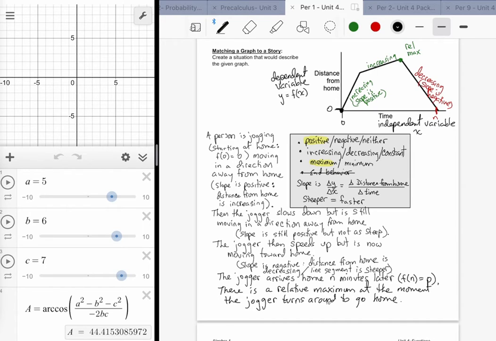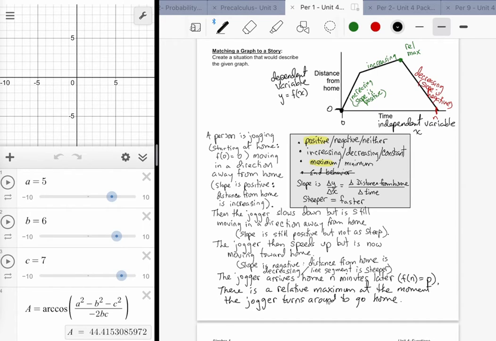Whenever you write an explanation in math, it's never just the answer. It's the answer and the justification. How do we know they're starting at home? f(0) = 0. How do we know they're getting back home? f(n) = 0.